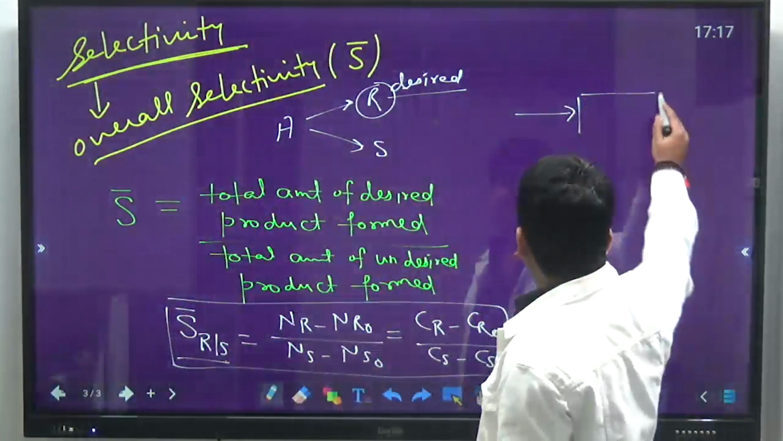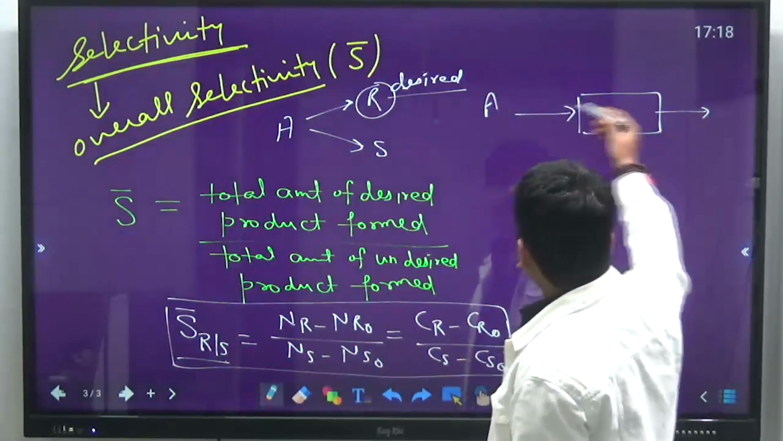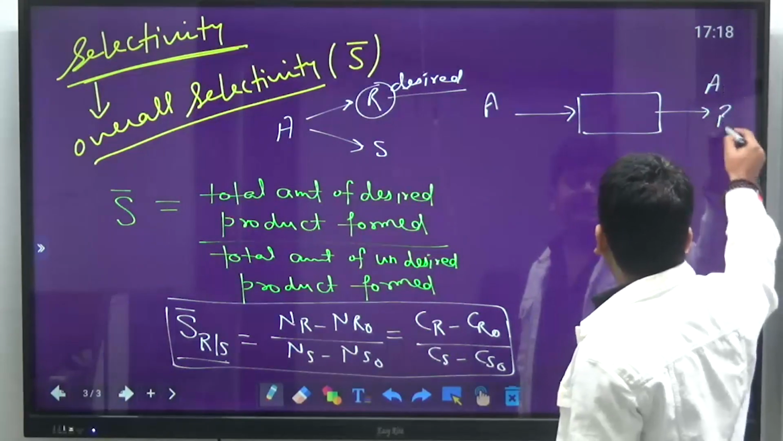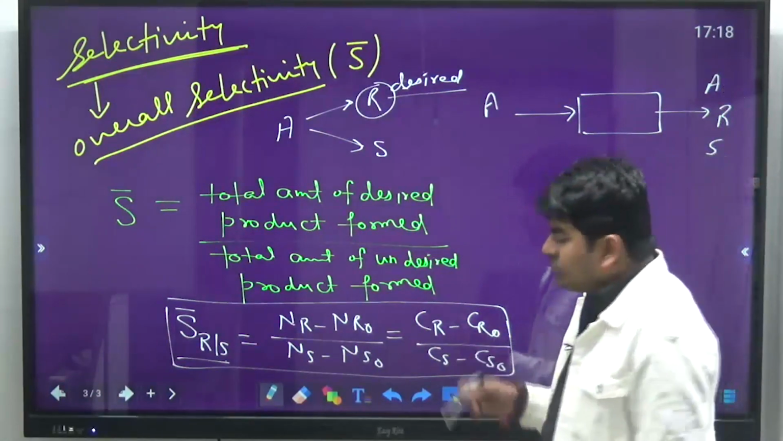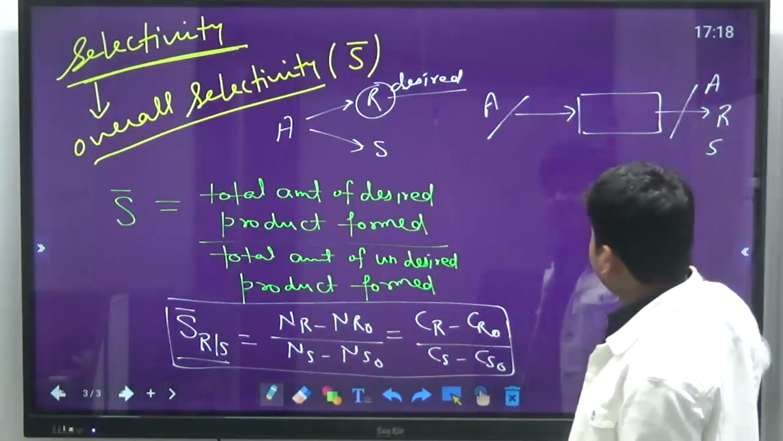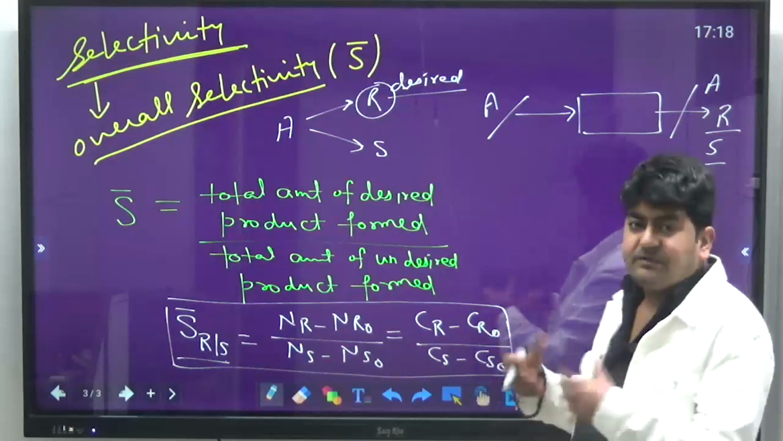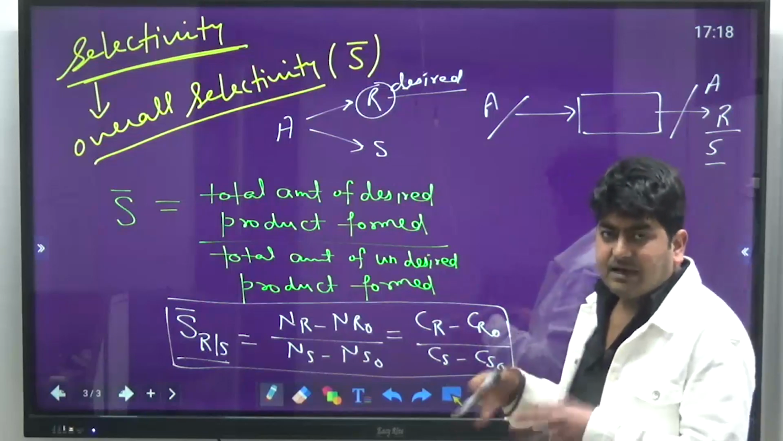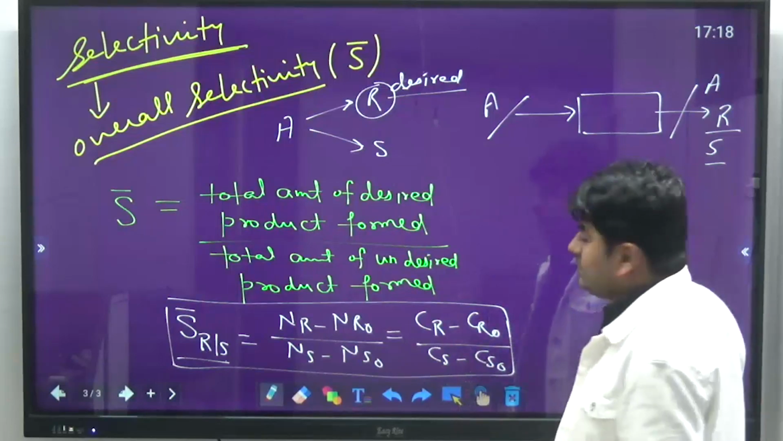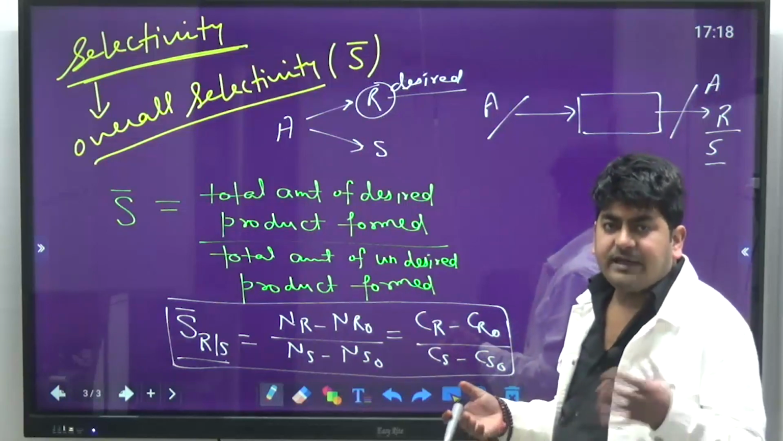Why? Because overall selectivity, if you understand, suppose this is a reactor, I am sending A as a feed, and in the outlet I am getting A, R and S. The total amount formed will be based on the inlet and outlet data. So when R and S have been formed already, then what is the meaning of optimizing things?